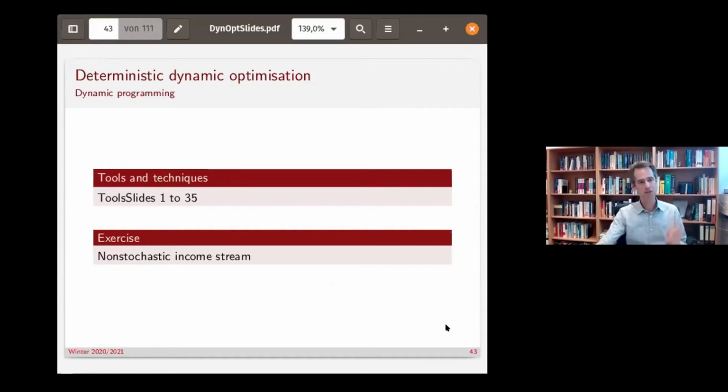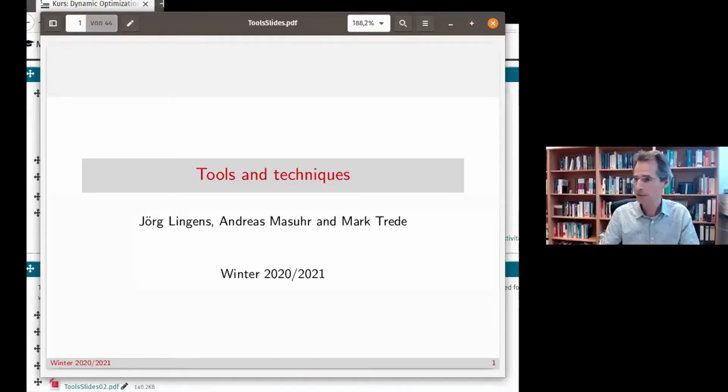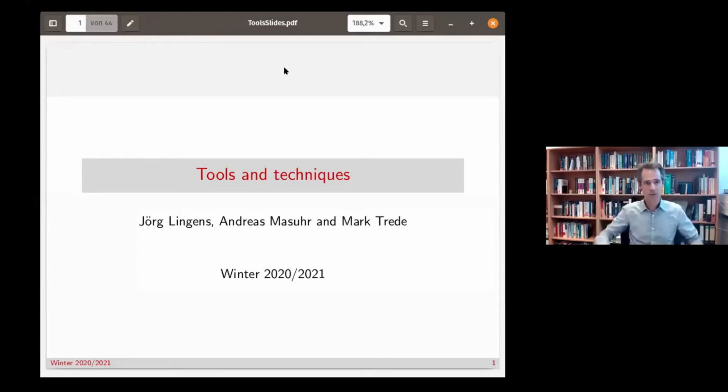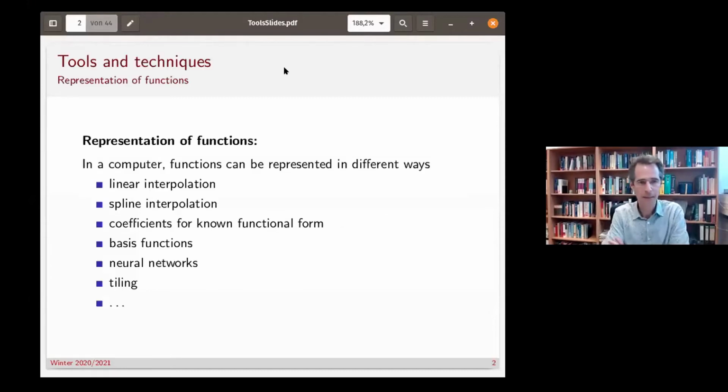But before we actually start with the exercise, I'd like to give a very brief introduction to how to use linear interpolation in R, and also how to stack functions in R. These are really technical issues, but we need them for solving the exercise. So as you might have noticed, there is actually a second set of slides, which is labeled Tools and Techniques. And this is for implementing things in R.